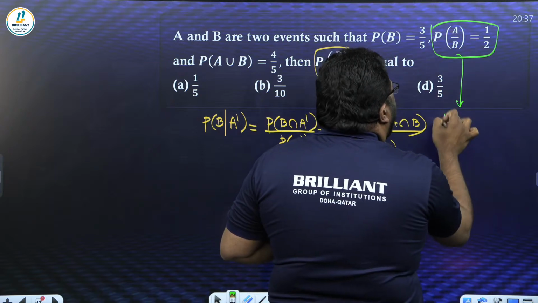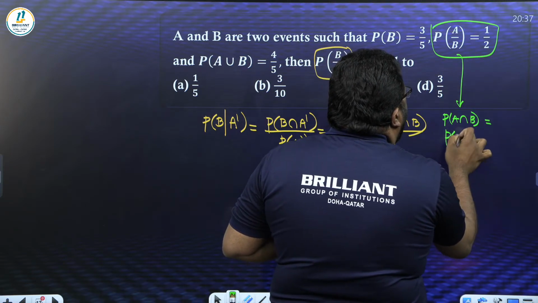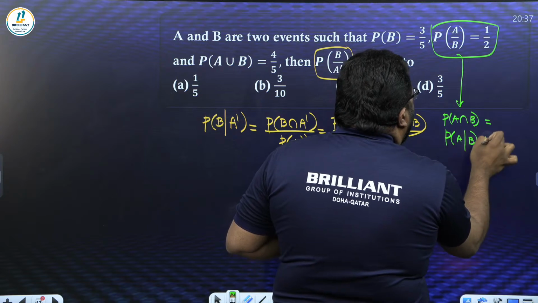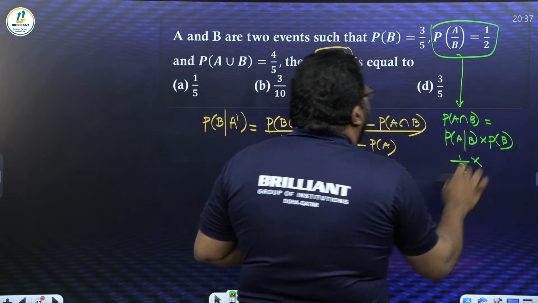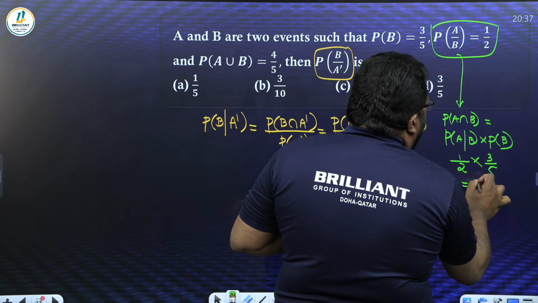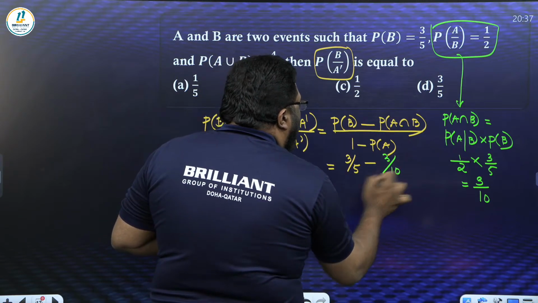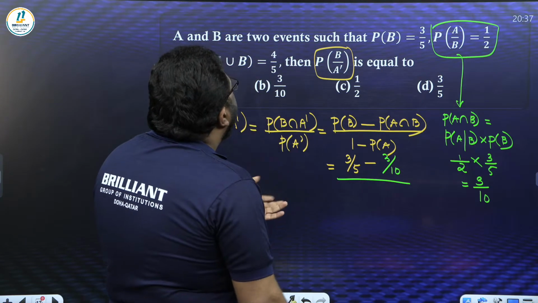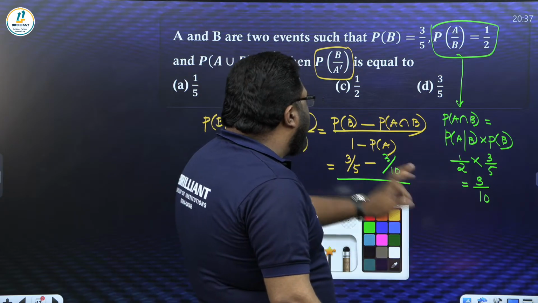Okay, they still have this, right? From this again multiplication theorem, what is A intersection B? It is P of A by B multiplied with P of B. A by B is 1 by 2. P of B is 3 by 5. So answer 3 by 10. So I substitute 3 by 10 here, whole divided by 1 minus P of A. That is also not there. Okay. That's why I said this question is a little bit interesting.